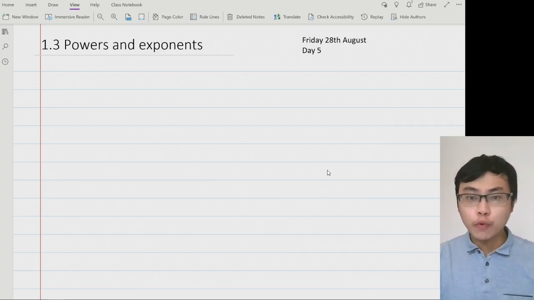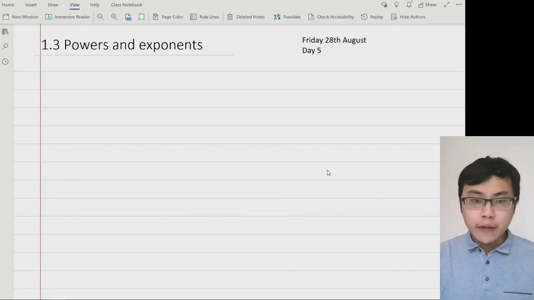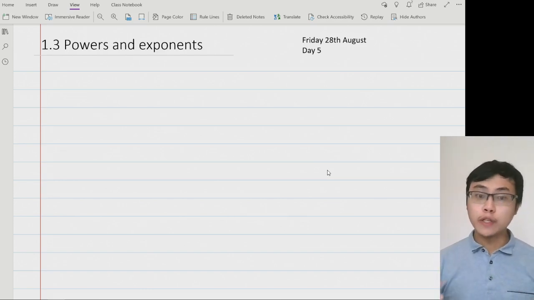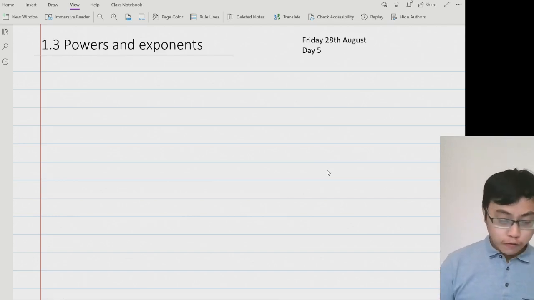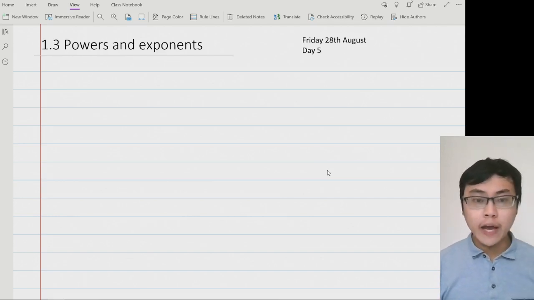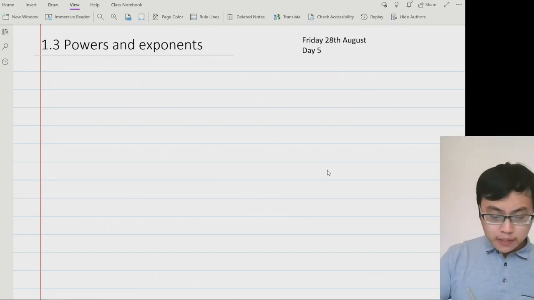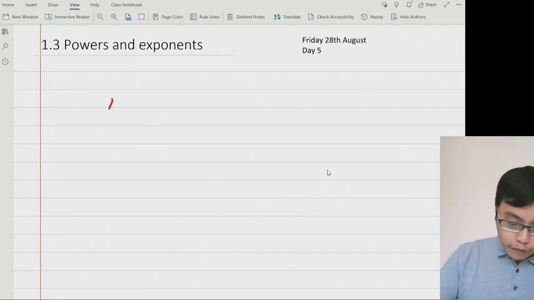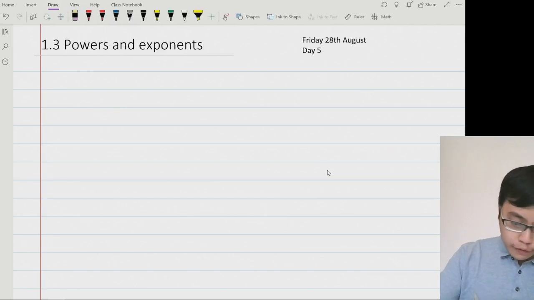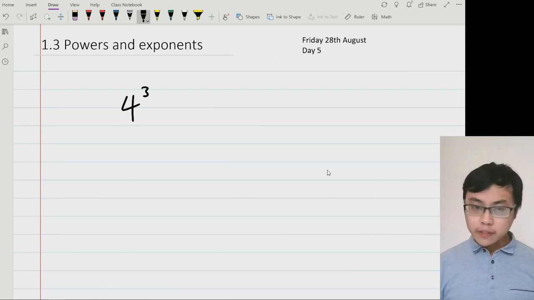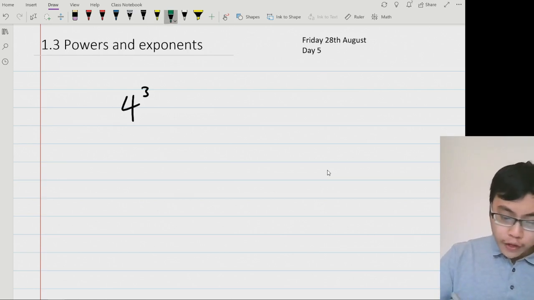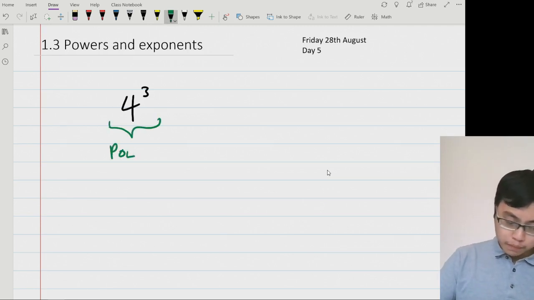You've probably heard of what this is about, but I want to explain so that everyone is on the same page, everyone has the same concept of what is a power. So first of all, let's say that we have a number. You've probably seen this notation before: 4 to the power of 3. This whole thing is called a power.